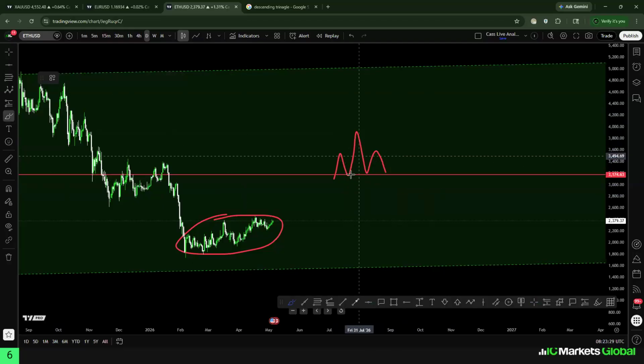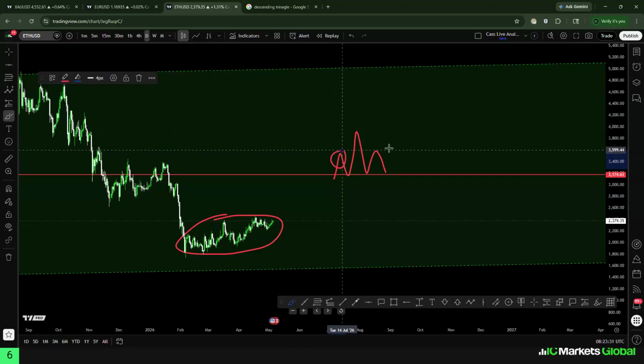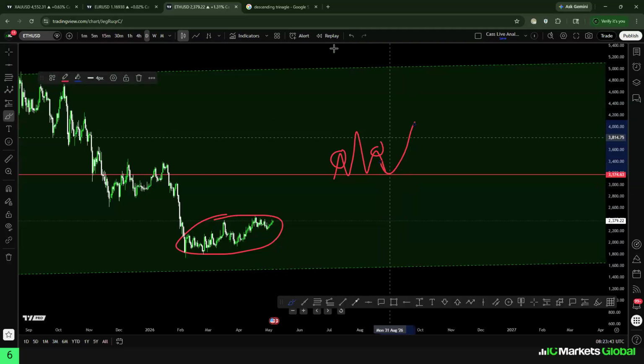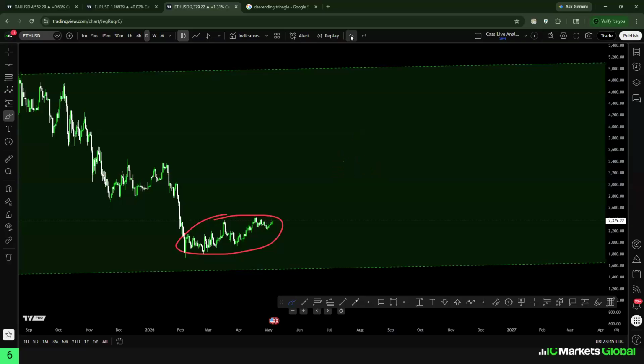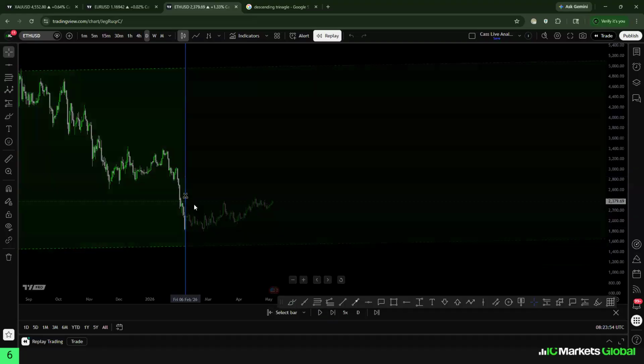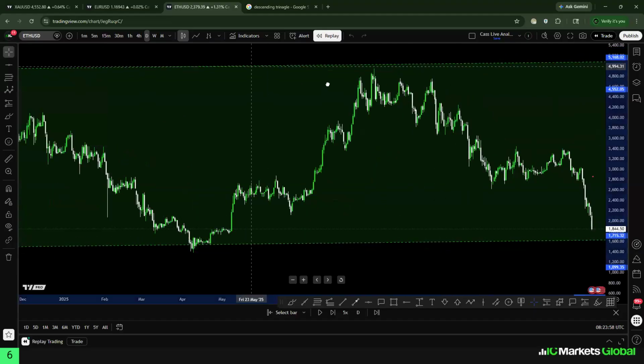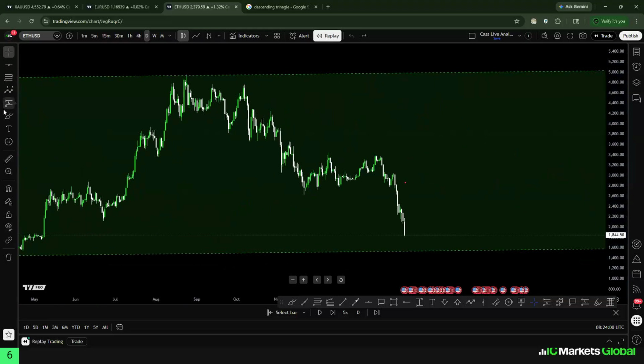For a head and shoulder to work, this is the left shoulder, this is the right shoulder, and it needs to break the neckline to be a valid head and shoulder. If it comes here and then reverses, that wasn't a solid head and shoulder. So for bear flags, let me remove this part here. This is a solid bear flag happening here.